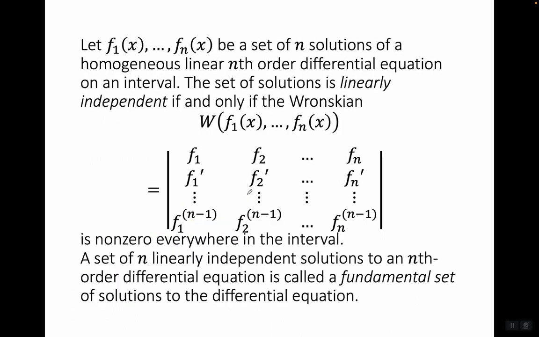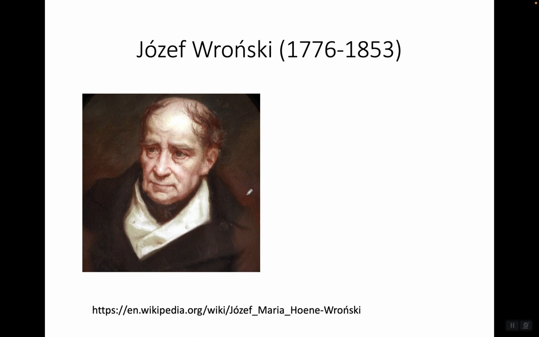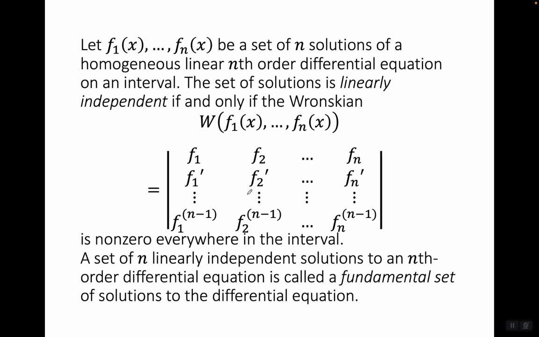Let f1(x), f2(x), ..., fn(x) be a set of n solutions of a homogeneous linear nth order differential equation on an interval. So again, this is another way to determine if the set of solutions is linearly independent besides the definition. That set is linearly independent if and only if the Wronskian, named after the great Polish mathematician Joseph Wronski, in Polish we'd say Józef Wroński, W of f1(x), f2(x), ..., fn(x), which is equal to this determinant, is non-zero everywhere in the interval.